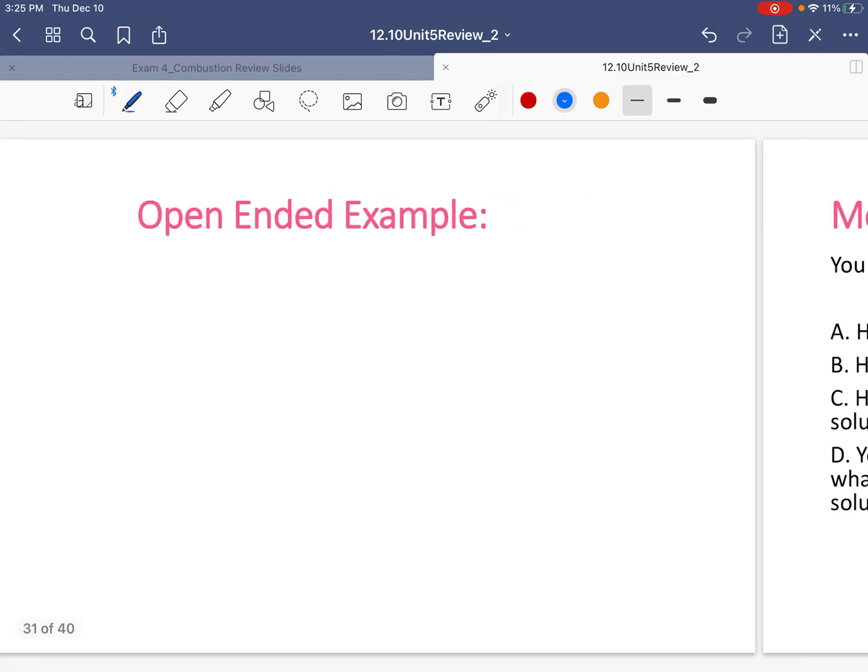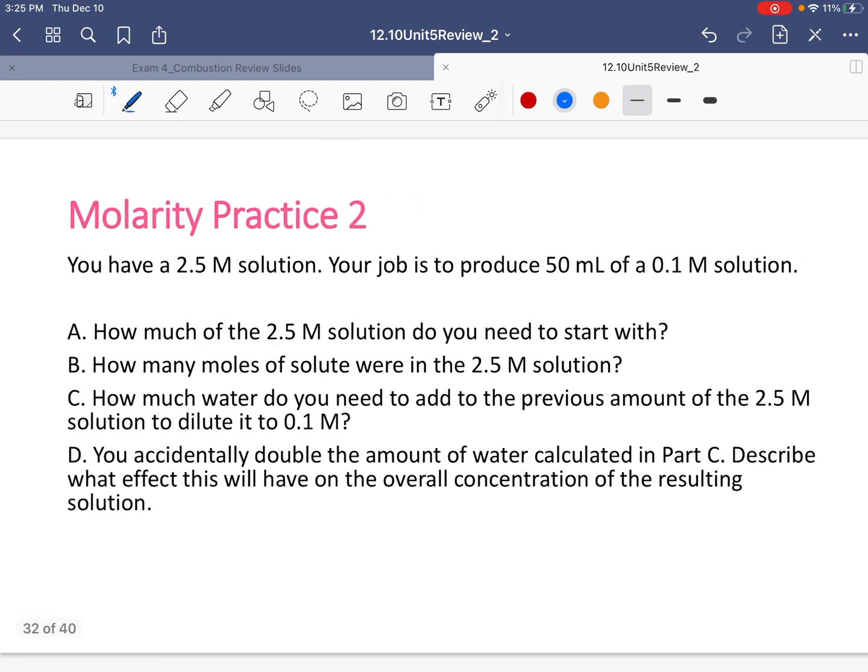Here we're going over the open-ended example. So you're going to get an example like this. It provides you with a 2.5 molar solution. Your job is to produce 50 milliliters of a 0.1 molar solution. So this word produce tells you that this is volume 2, molarity 2.